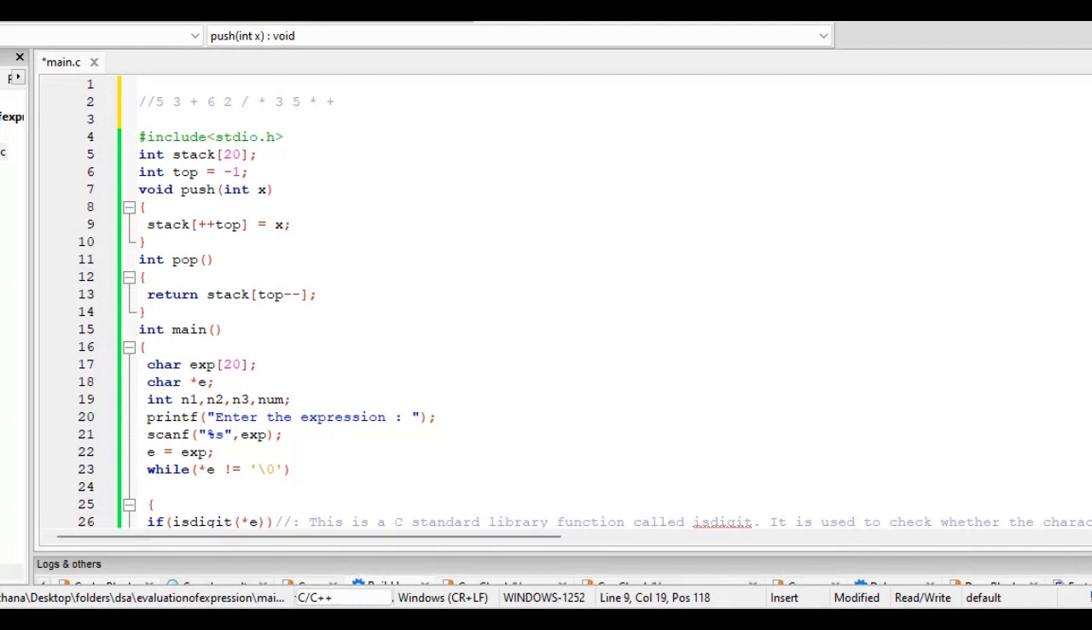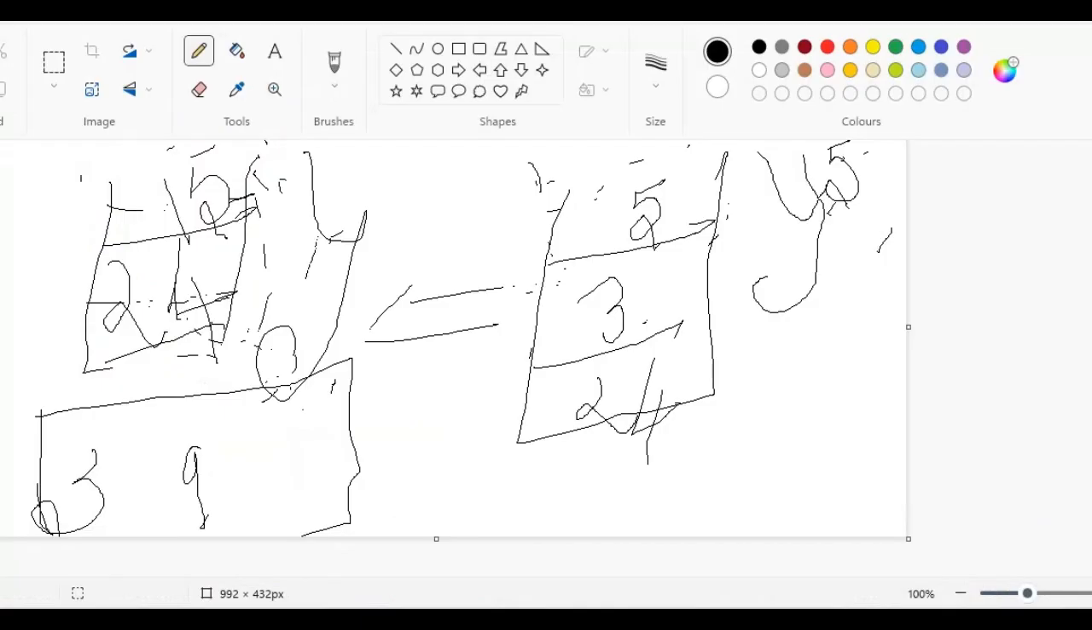As I told in the previous video, if top is minus 1, the stack does not have any numbers. If top is 0, it has a number, right? See, if top is minus 1, it does not have any number. If top is 0, it has a number. So let me give you some example.